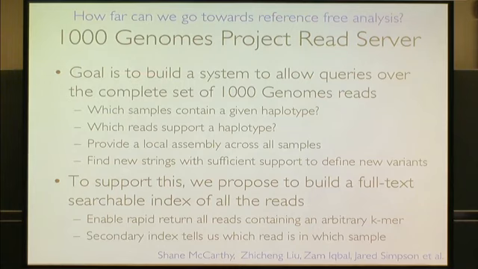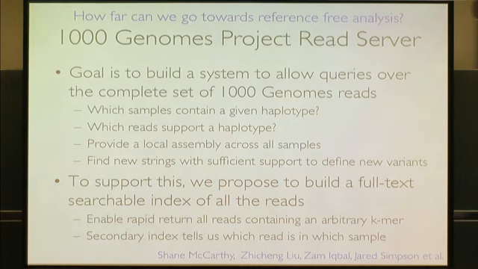So we're aiming to build, for the 1000 Genomes project, a read server that allows queries over the complete set of reads. We can ask questions like which samples contain a given haplotype, and which reads support a haplotype. We can provide a local assembly across all samples around some starting sequence. And we can also look for new strings that aren't present in the reference or in any previous annotation, which have sufficient support to define new variants.